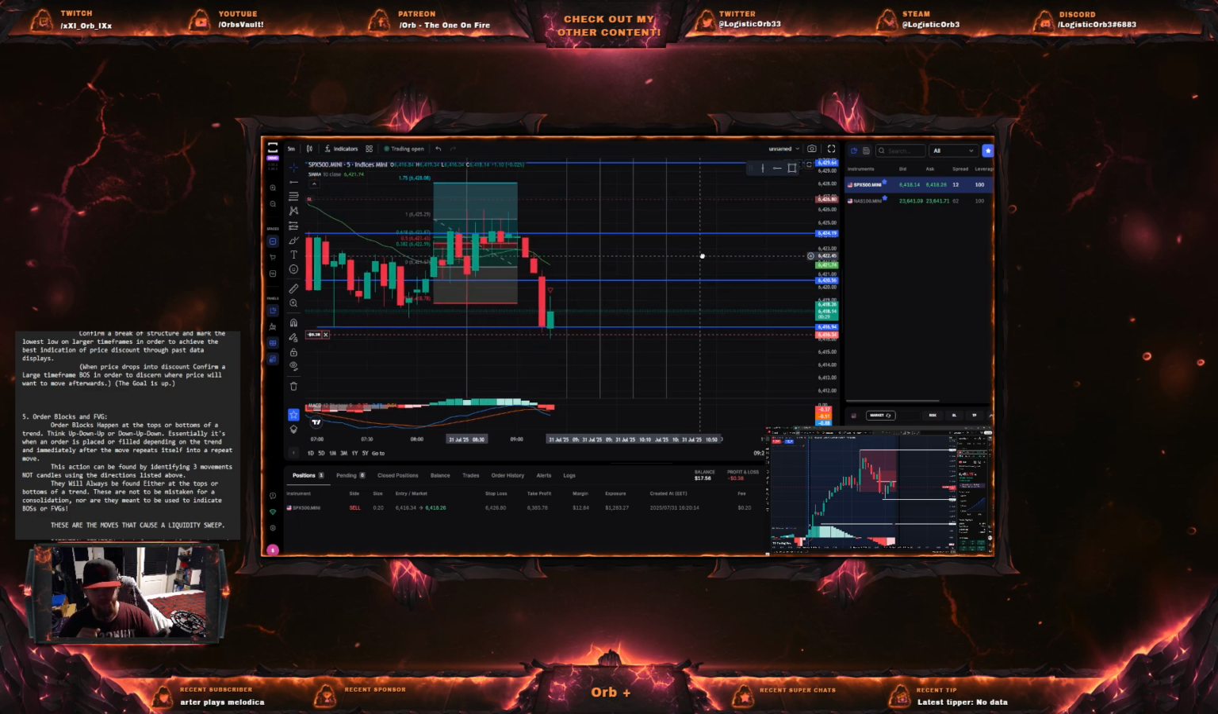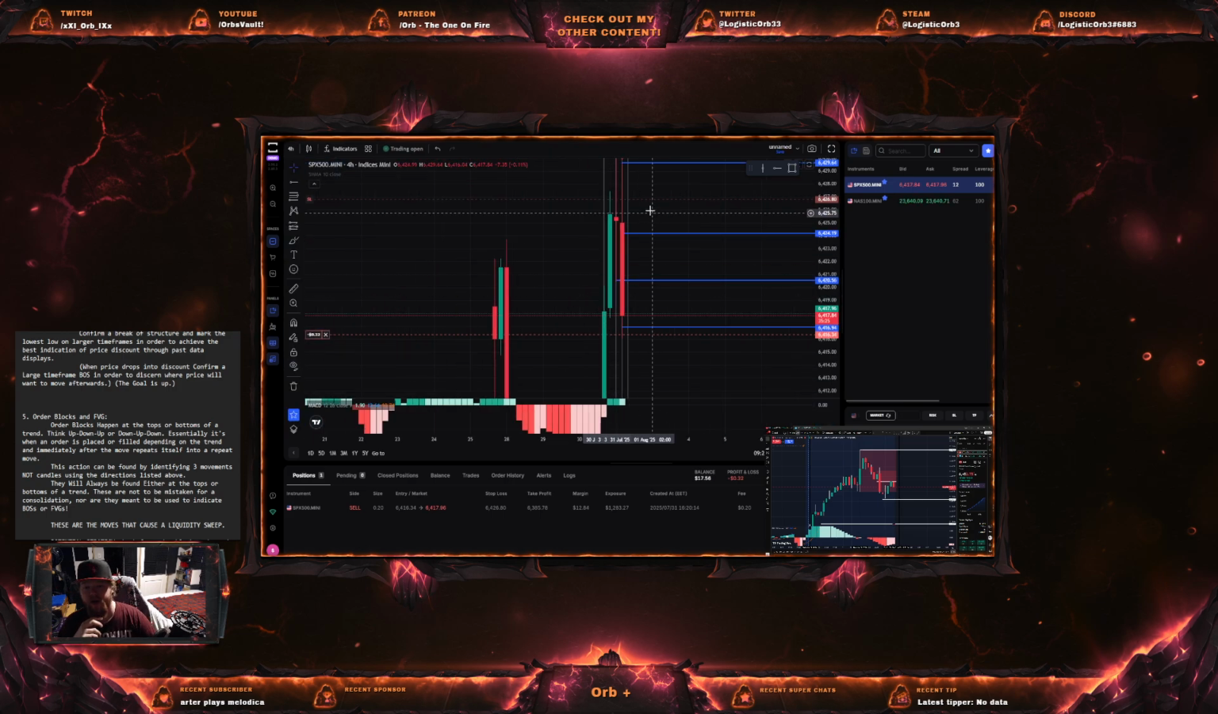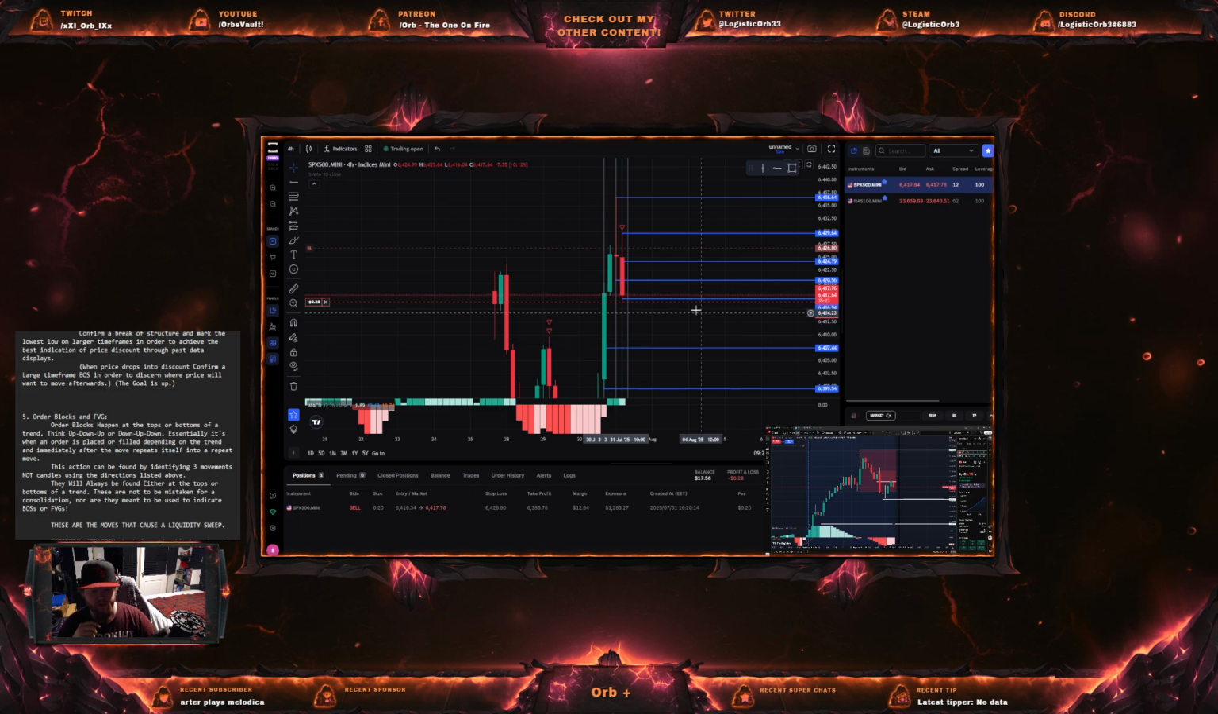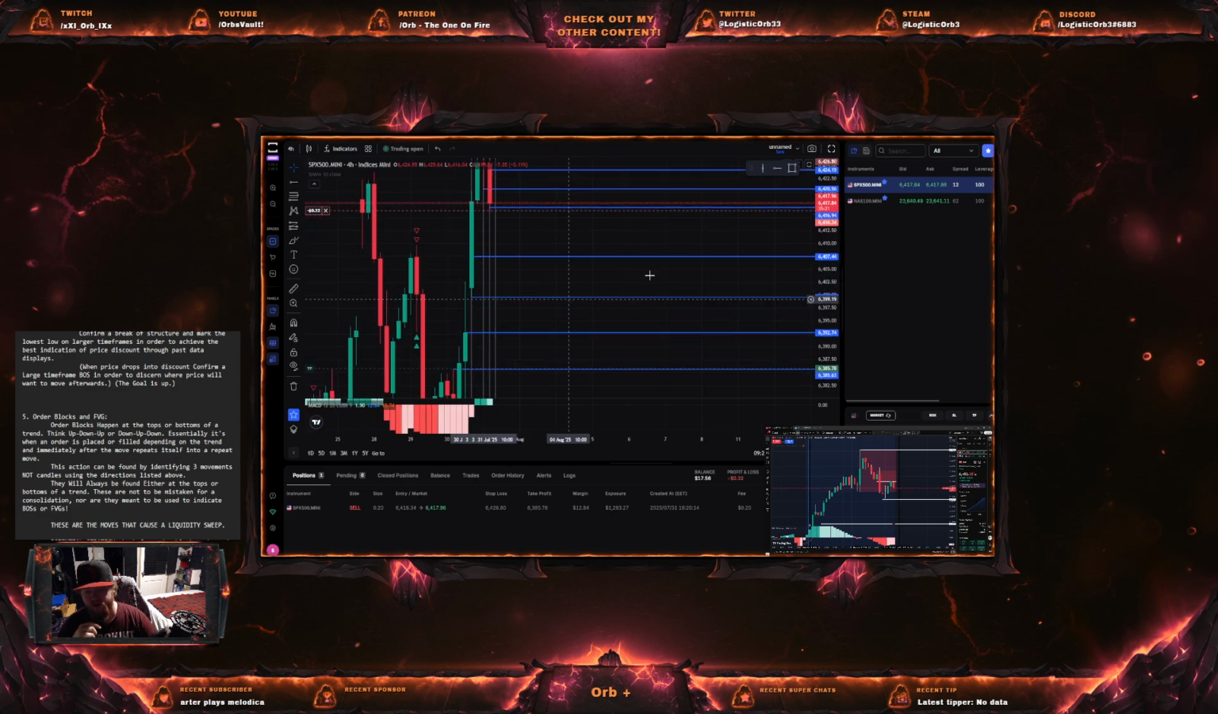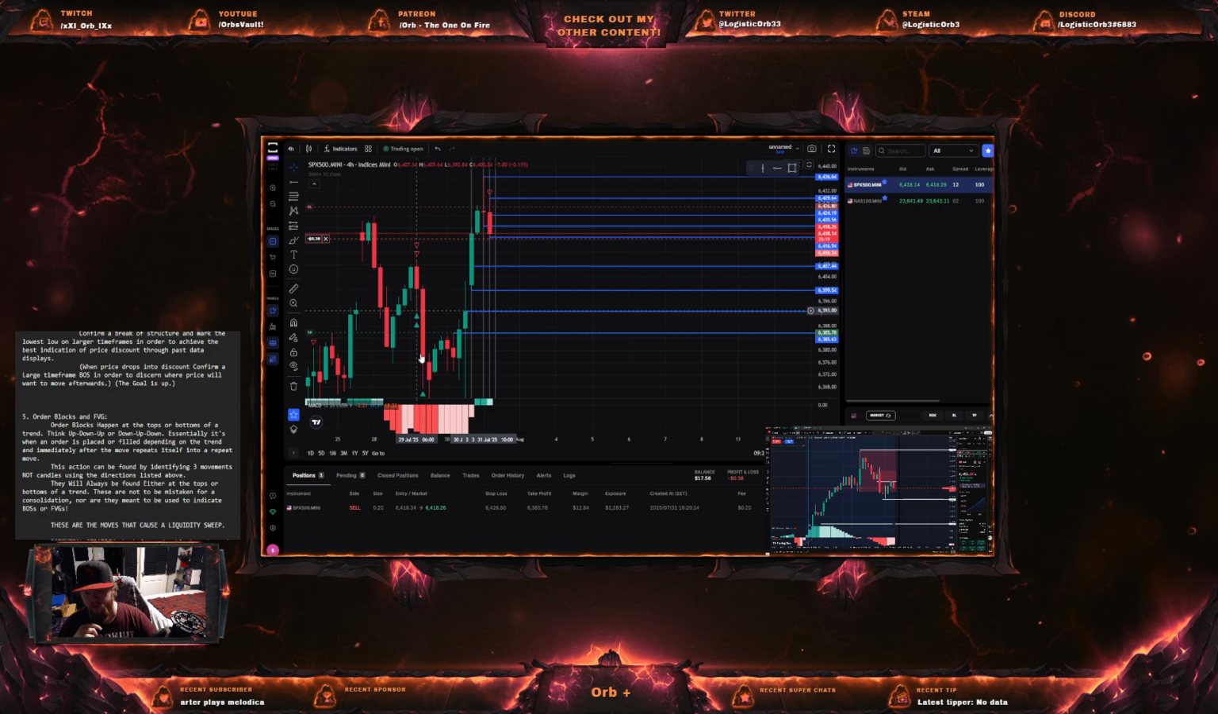Let's go to 4 hour, see what's happening there. Giant leg down there. We've been in an uptrend since this break of structure here. We had order block here from this. Oh, wait, no, sorry. Because we broke structure here, order block.